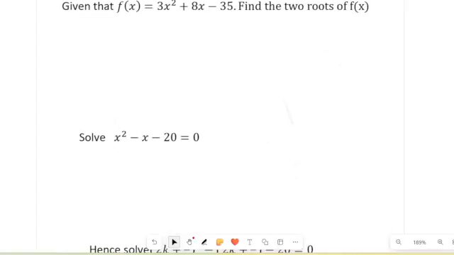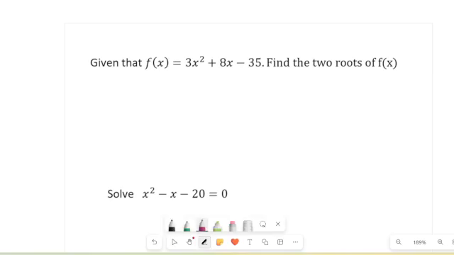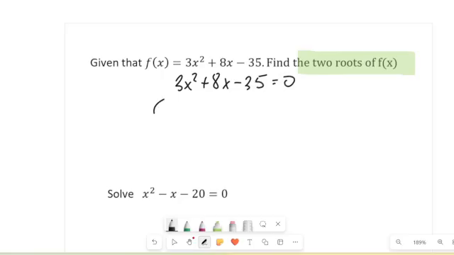So here you have the 3x squared plus 8x minus 35, and they want you to find the roots of f of x. So again, to solve this, I let that equal to 0. And I will try to factorize this. So open up the two brackets. How will I break the 3x squared? Well, it will be 3x and x. And then the final is minus, so one must be with the plus, the other with the minus.